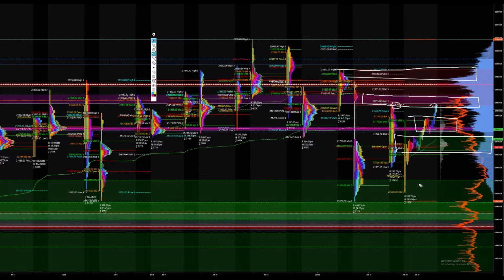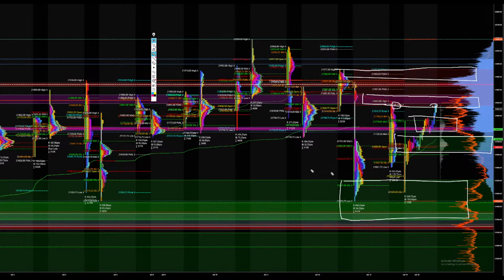Now we do have a big level here as well. Let me just point this out. Overnight lows, that's your 21505, down to this big level here, 21435. That's your most traded price of the rolling year. This is just a huge level. That's your line in the sand, macro-wise, for the Nasdaq.